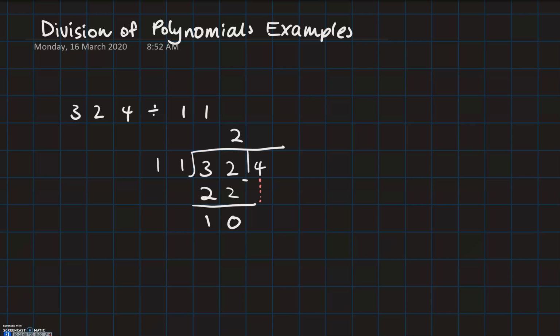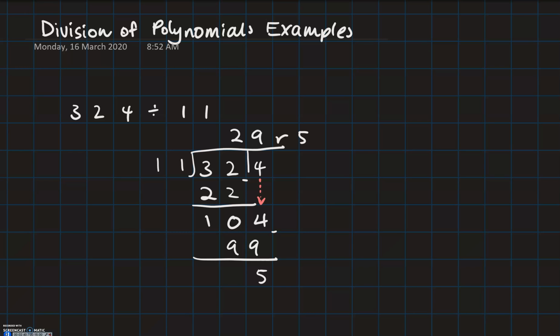Once I've done that, I draw down the 4 and get 104, and I repeat this process. I start from the front. Well, 11 doesn't go into 10, so I'm going to have a look at 104. How many times does 11 go into 104? I know that it goes into it 9 times because 99 is 11 times 9. Once again, I subtract, I get 5. Now, if you were continuing this, you could go into decimal places, but I'm just going to stop here. What I've got is 29 remainder 5.